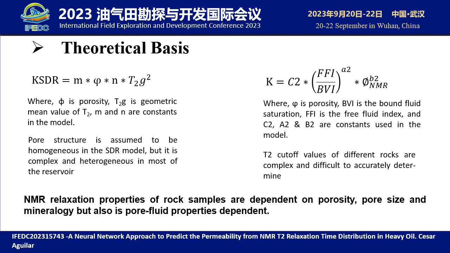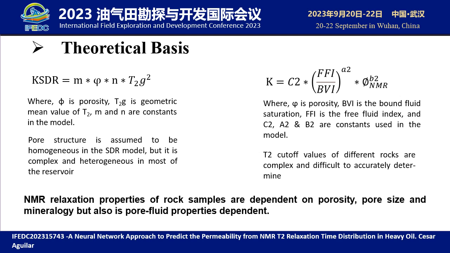On the other hand, the Timur model is based on bound fluid saturation and free fluid index in order to predict permeability. But for obtaining these values, a T2 cutoff value should be obtained, and this is a very complex and difficult process. But in general, this model failed because NMR relaxation properties of rock samples are dependent on porosity, pore size, and mineralogy, but also on pore fluid properties.